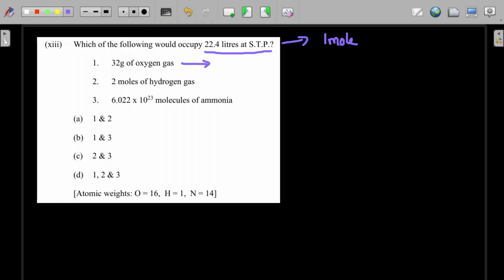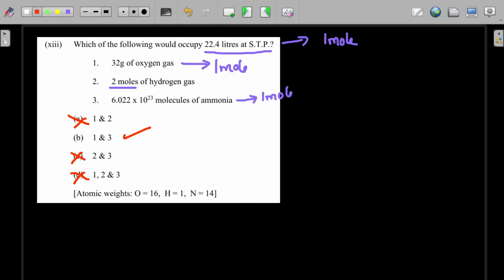Chanvi, tell me, 32 grams of oxygen means how many moles? Sir, 2 into 6.023. That's the number of particles, you are finding moles. So 1 mole, correct? Yes. And this one is straight away given as 2 moles. Third one, how many moles? 1 mole only, because 1 mole will have these many particles. Now, the second one is incorrect. Cancel out the second one. What is left? 1 and 3. That's it.